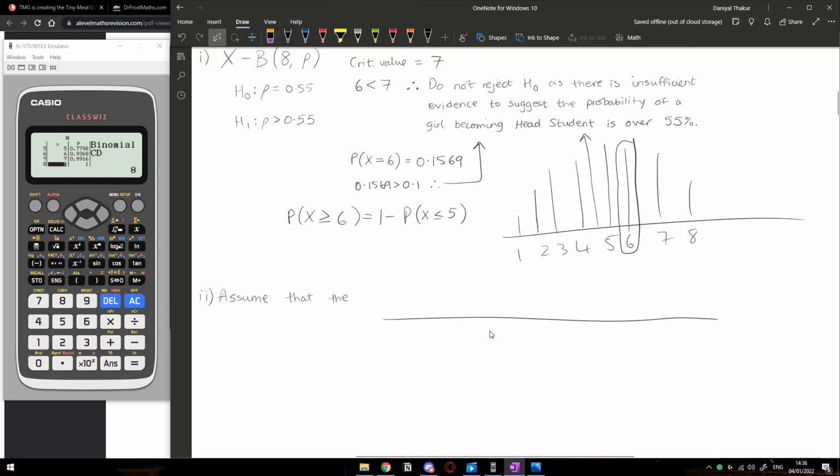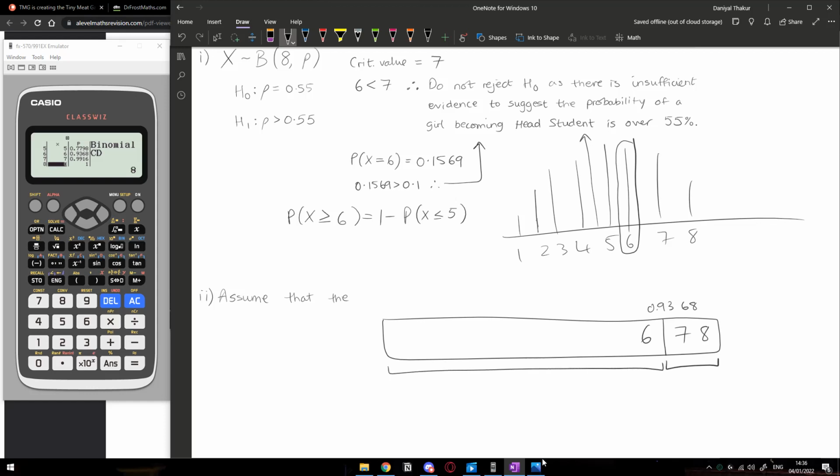So let's think of it like this, okay? This whole block is 1. At 0.9368, which let's say is over here, okay? This includes 6, okay? So if I want to get this region, I have to go 7 and 8. I can't say 6 is my critical value, okay? Because this whole part is the cumulative up to 6, which is including.